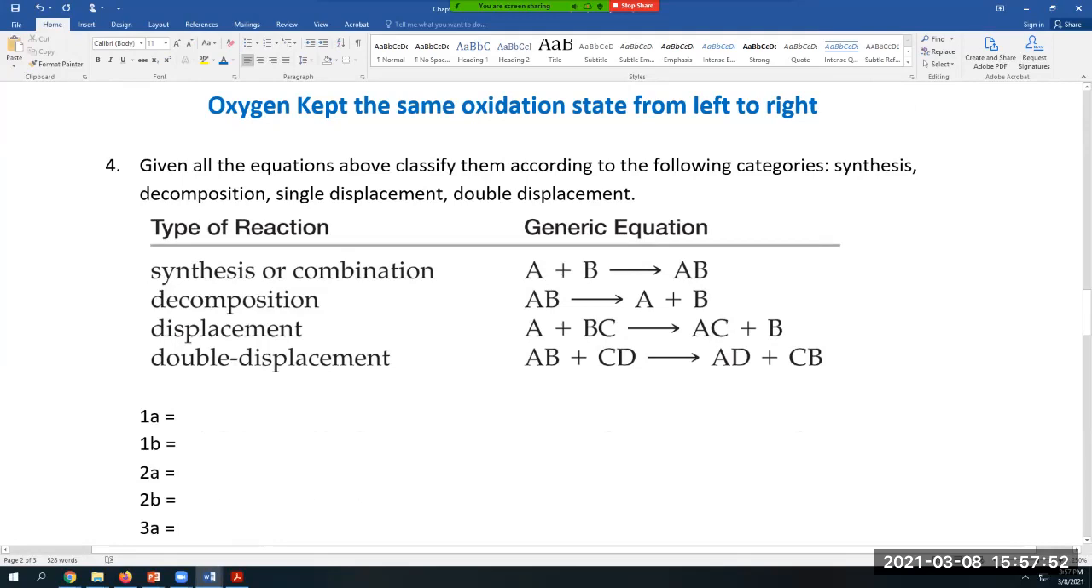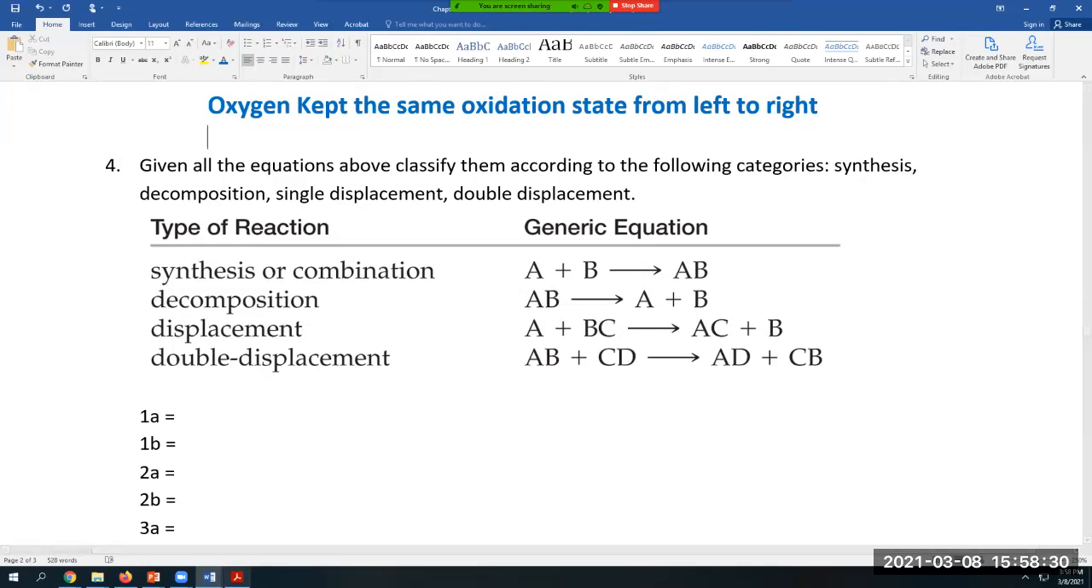Decomposition is when you are breaking down a big molecule into 2 or more products. Displacement is when you have an element. So A would be the element plus BC, a compound, gives another compound and a new element. So you need an element and a compound, which gives a new compound and a new element. And then double displacement is when you have 2 compounds and they exchange partners and become 2 new compounds. So AB plus CD becomes AD plus CB.